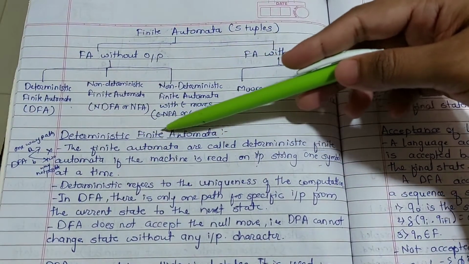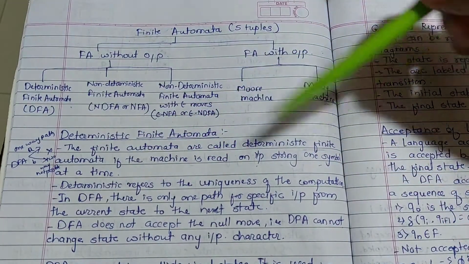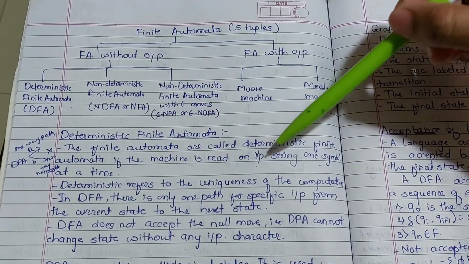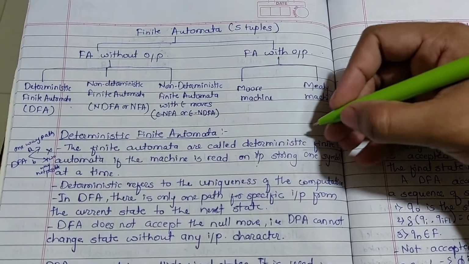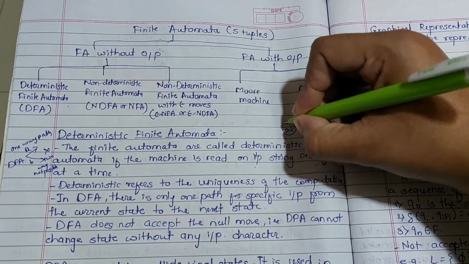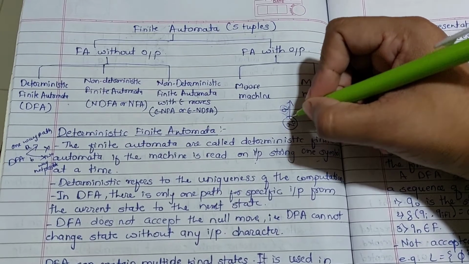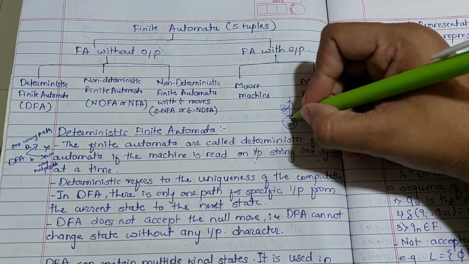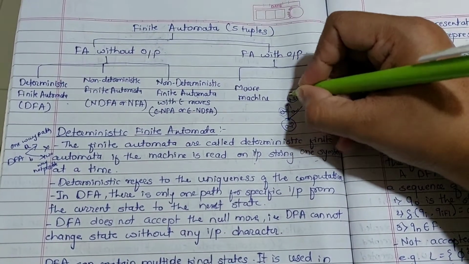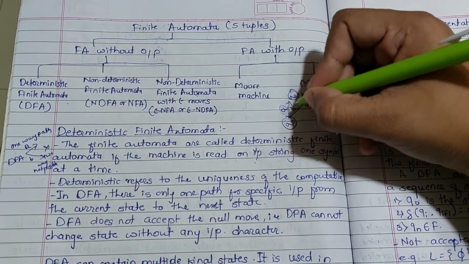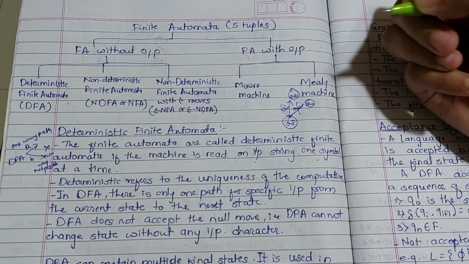Now let us check what is deterministic finite automata. The finite automata are called deterministic finite automata if the machine reads an input string one symbol at a time. That means, suppose q0 is a state, it will read only one input. For this specified input, it will transit from this state to a new state. It will not transit for the same input to a different new state. Are you getting this? So there will be only one transition for a specific input. This is not allowed in DFA.